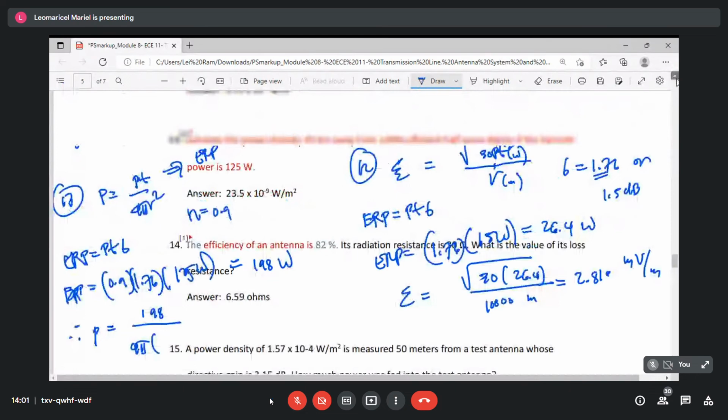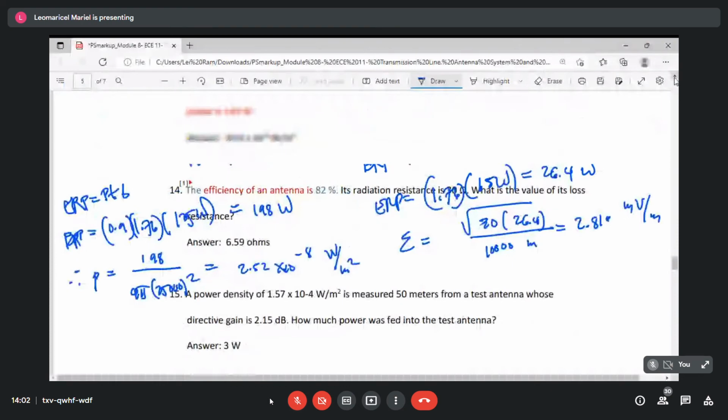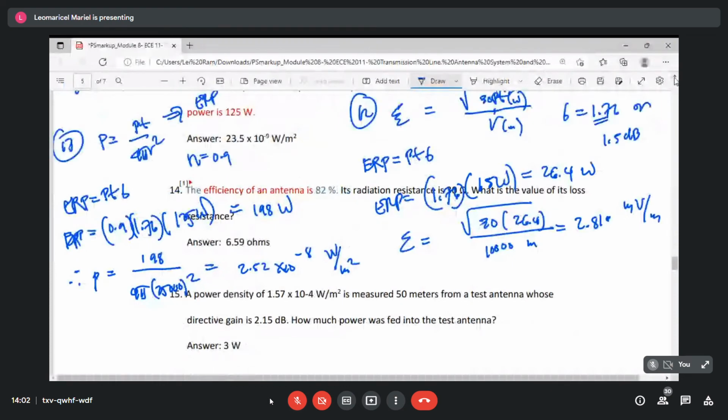Then square mo pa yon. So the unit will be watts per square meter. Ayun ba yun? 2.52 times 10 to the negative 8 watt per square meter. Tingnan natin kung tama. Pag dinasog mo yon, yun din yun. Pero parang 2 point, kaya mo na, may error naman na. Ayun na yan.